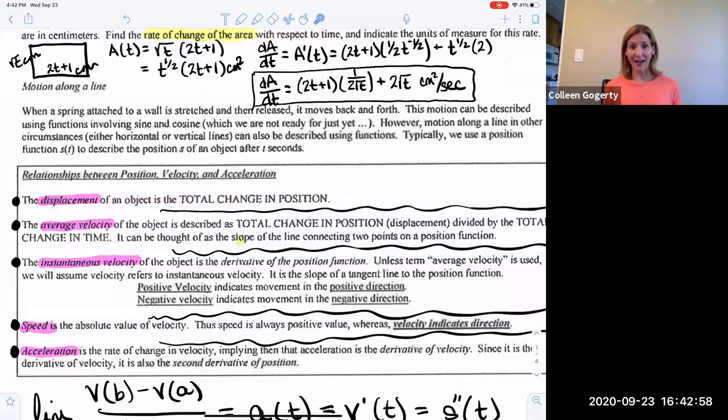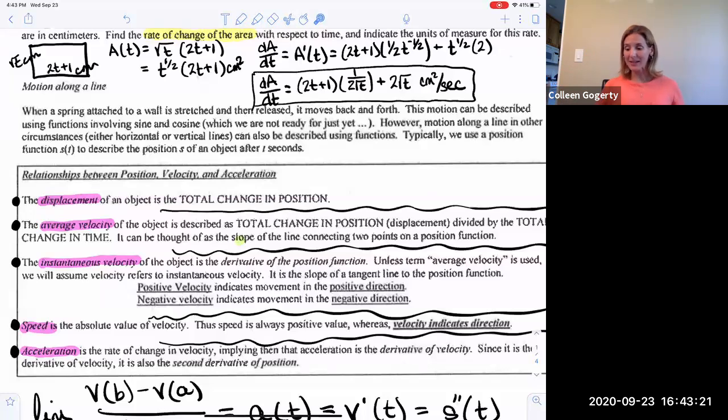We're going to talk about a line. Something horizontal or vertical can also be described using functions. Typically we use a position function, which we call s of t, the position s of an object after t seconds. So let's get into some physics and math talk. Let's just start with the displacement of an object.